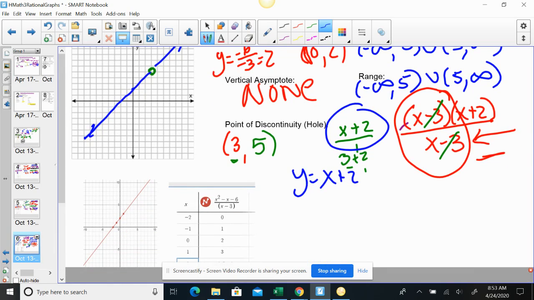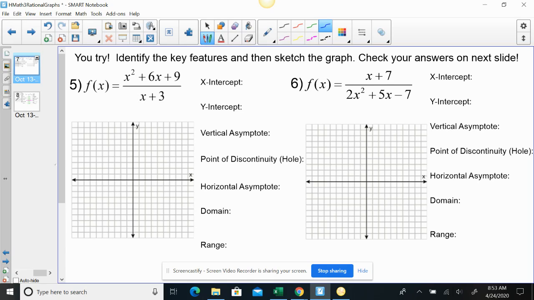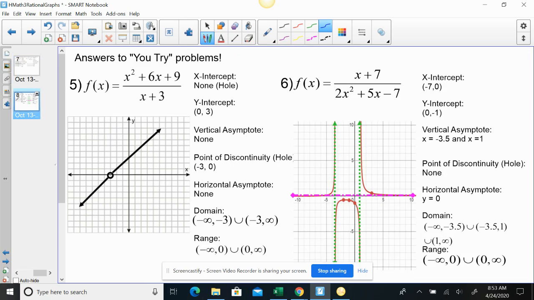Okay, here are 2 I want you to try. I want you guys to try these, do your best, then come back and check your answers on this slide. If you need to pause this, rewind this, email me questions, come to office hours.